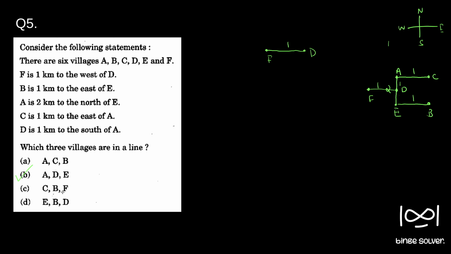We don't have to check the other options. CBF is not an answer. EBD is also not an answer. If you mark north, east, west correctly, this is one of the easier questions in the exam. So the correct answer is ADE. B is the solution to question 5.